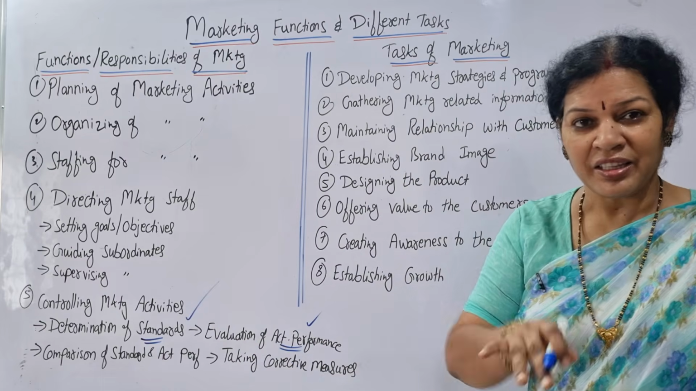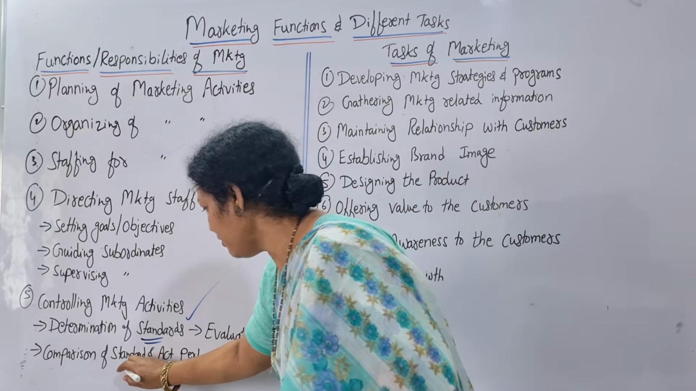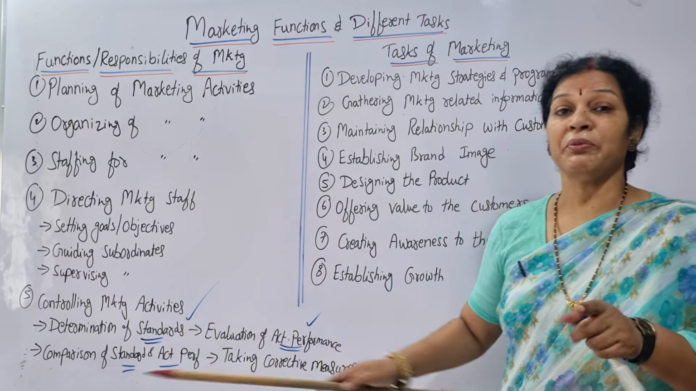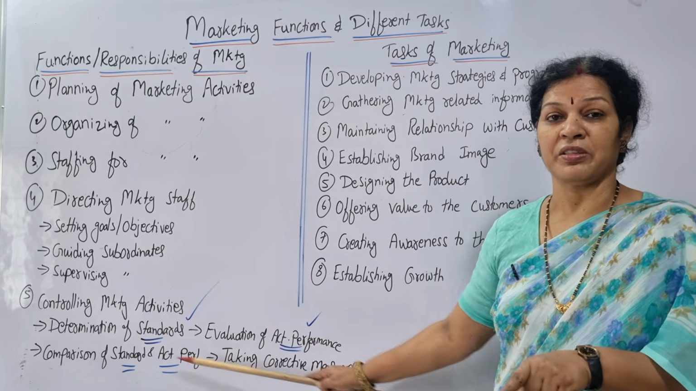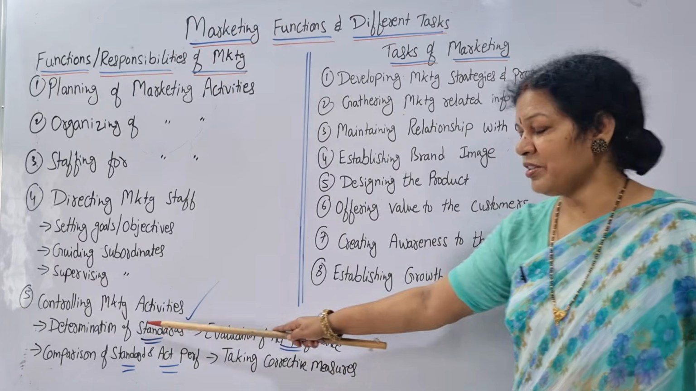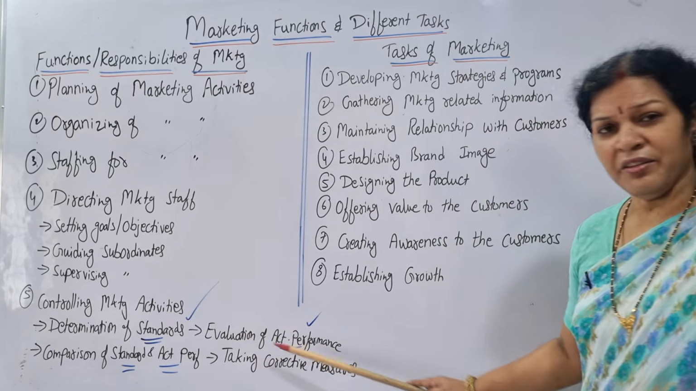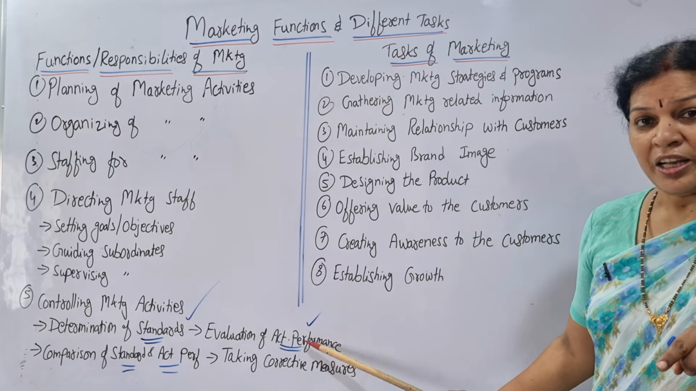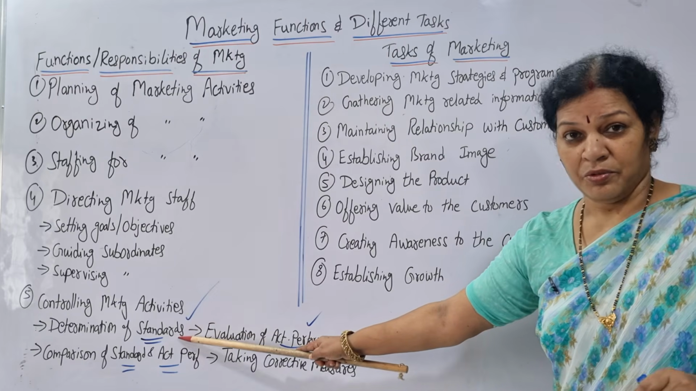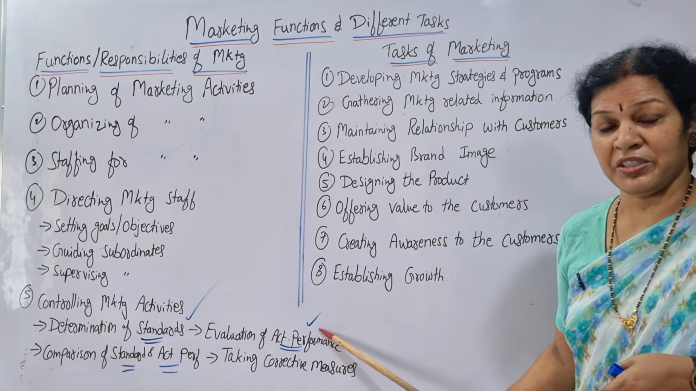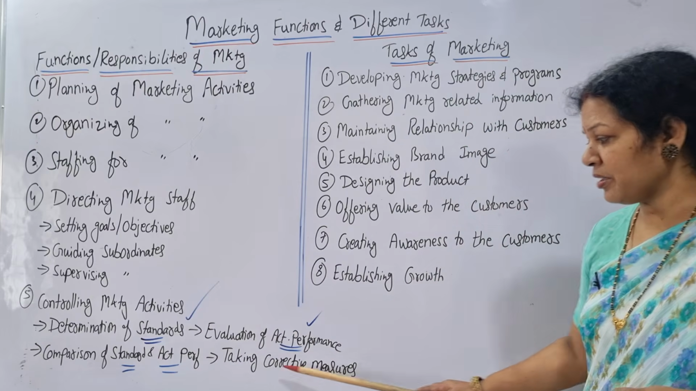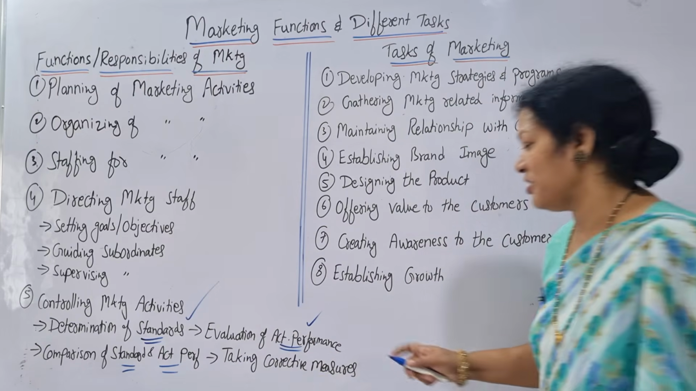Then after that, the third thing is the comparison of standard and actual performance. Whatever standard we have fixed and the actual performance, both you have to compare. Are you getting it? First, decide standards. Then we are evaluating the actual performance. After evaluation, you compare the standards we have fixed with the actual performance in the third step. Then after that it comes to taking the corrective measures.